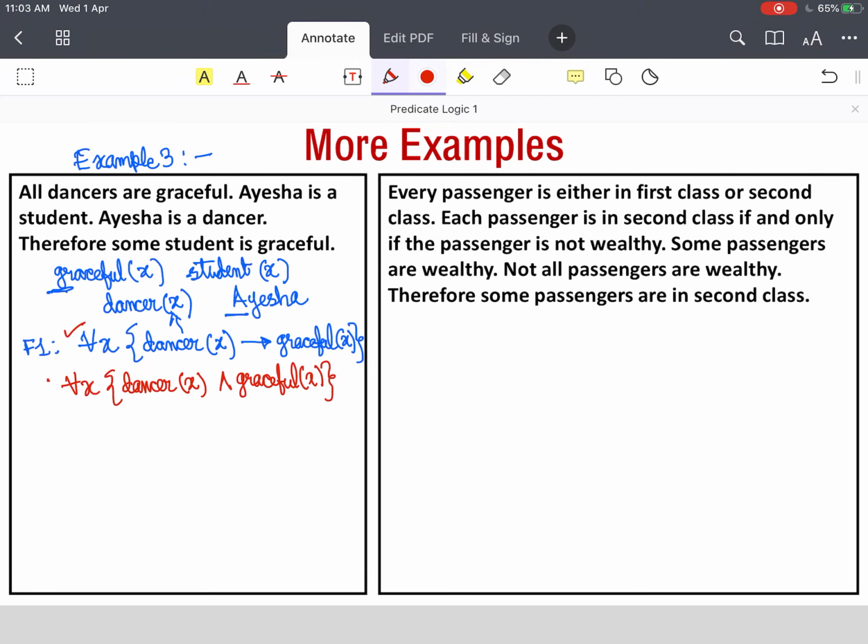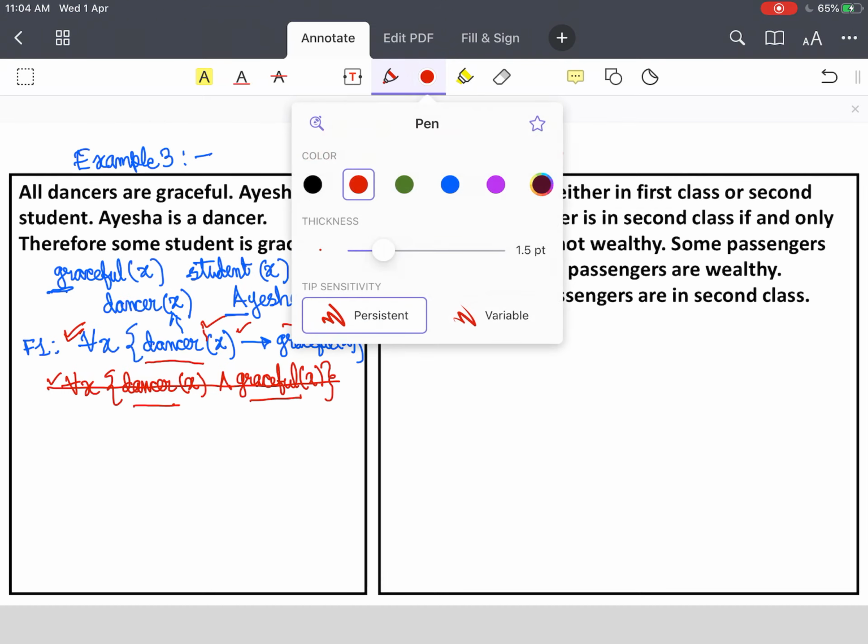Now, what is the difference between this one and this one? In this one it says if somebody is a dancer, then that person is graceful. And this one says everybody is a dancer and graceful. Therefore, if a person is not a dancer, then this formula will become false. On the other hand, if somebody is not a dancer, here this formula will become true. Therefore, this is an incorrect formula.